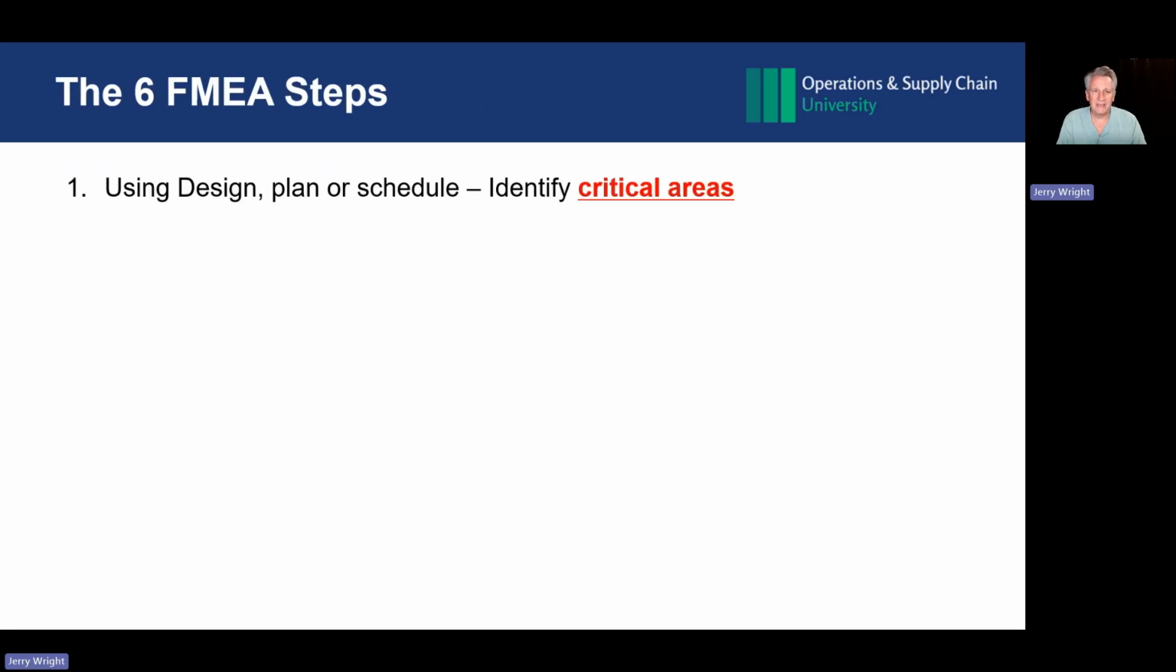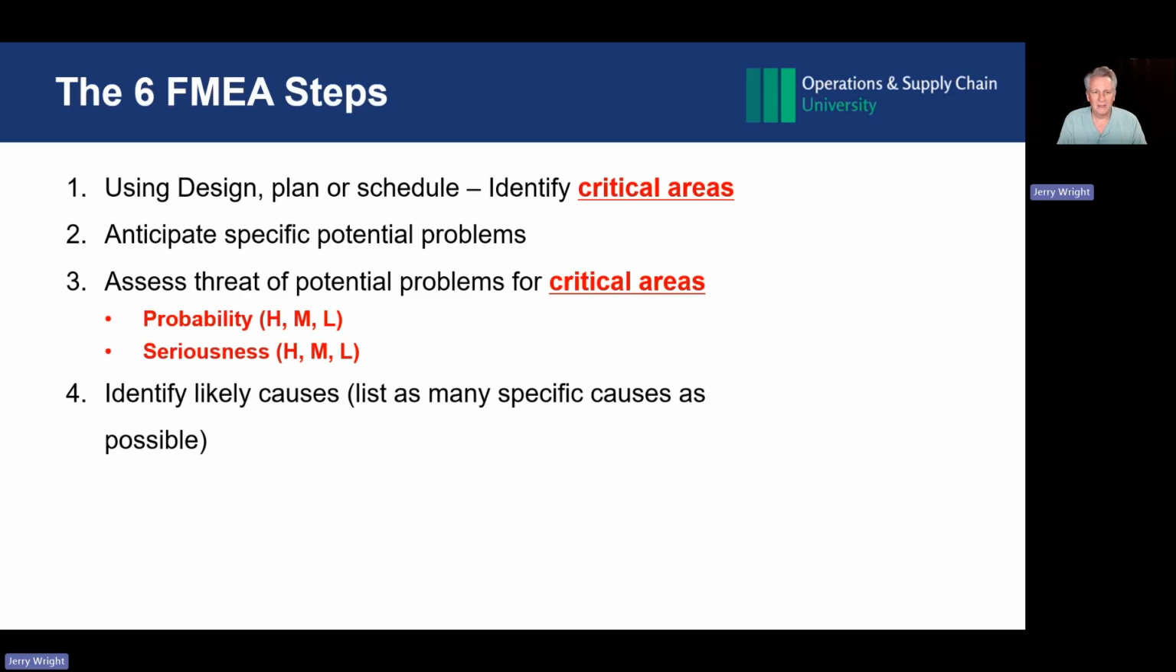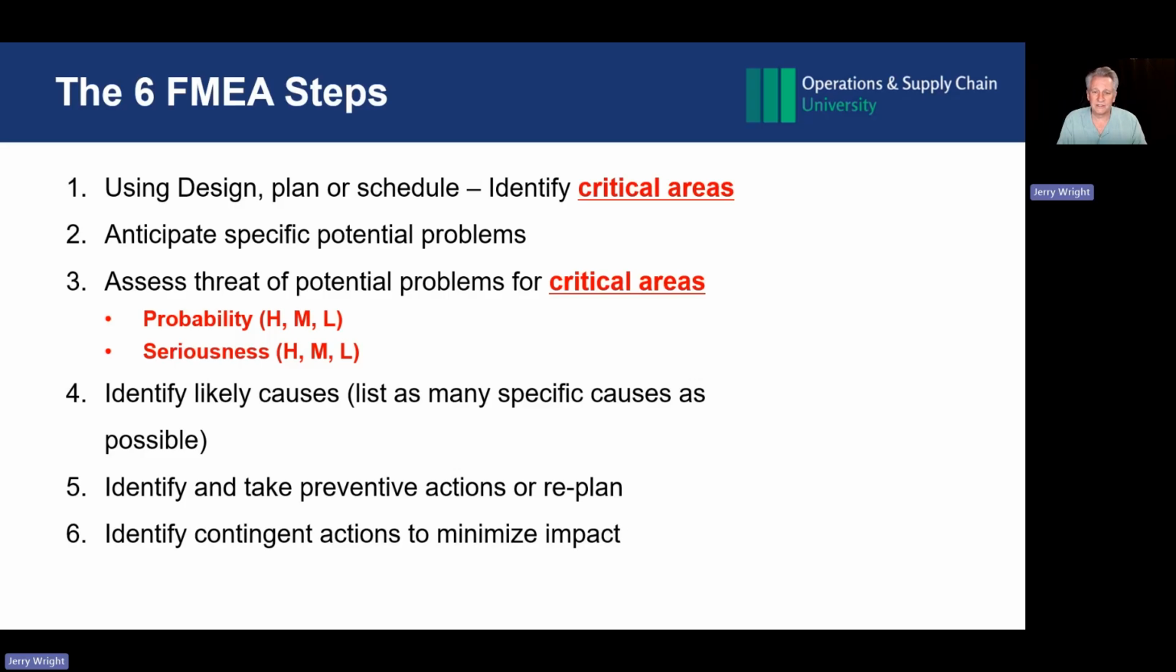So there are 6 FMEA steps. Number 1, use the design, the plan, or the schedule and identify those areas that are critical. Anticipate what specific potential problems could happen, and then assess the risk or the threat of those potential problems in the critical areas. So we want to look at probability and seriousness as high, medium, or low, and we'll expand on that in a minute. Identify likely causes and list as many specific causes as possible, and then identify or take preventive actions or potentially change the plan. Finally, identify contingent actions to minimize the impact if something does go wrong.